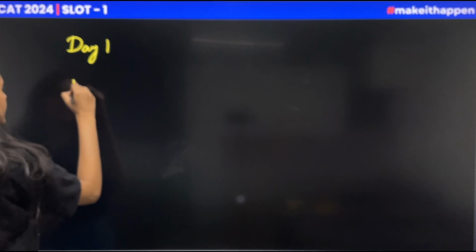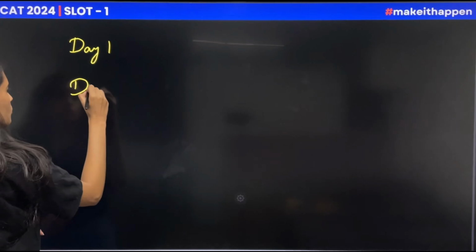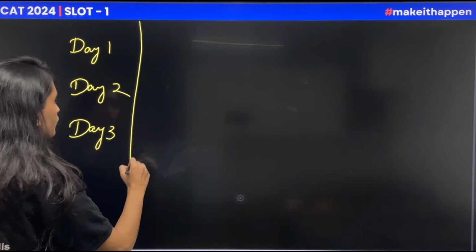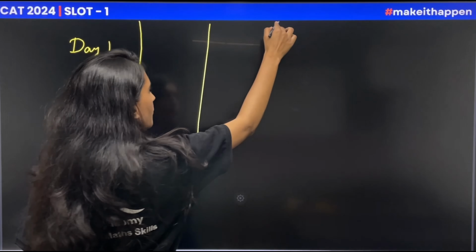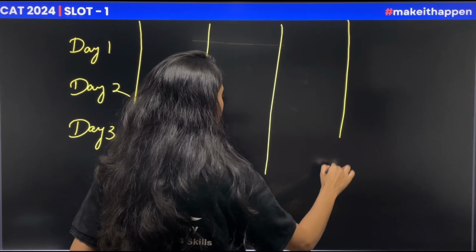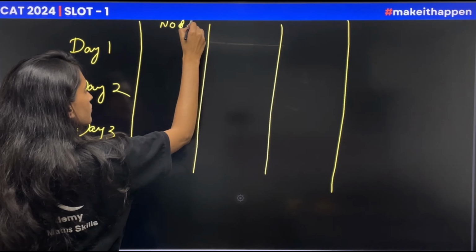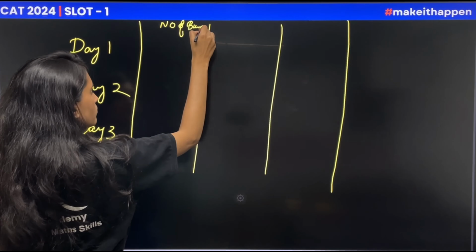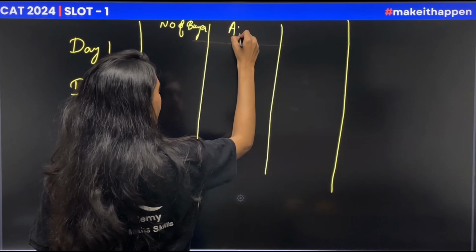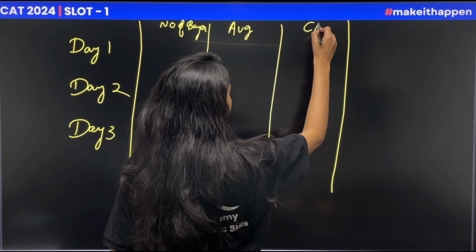We are given day 1, day 2 and day 3, and we are given the following information about all these 3 days: the number of buyers, the average and the cumulative average.